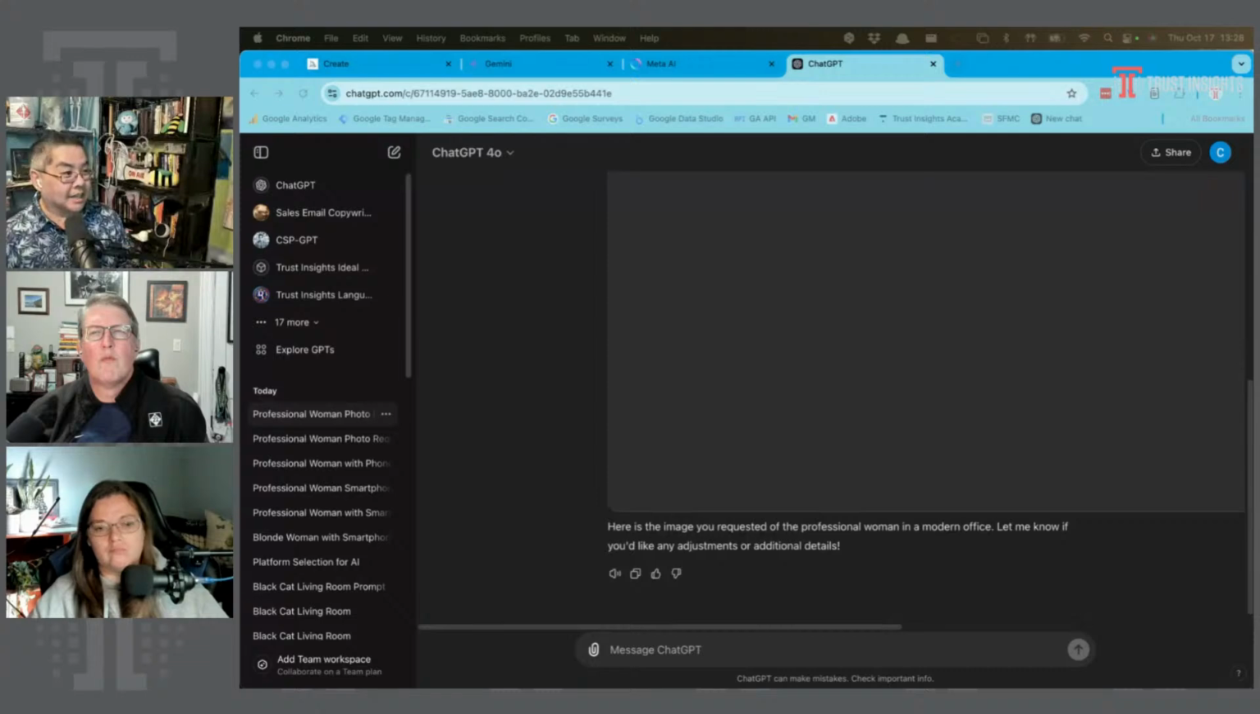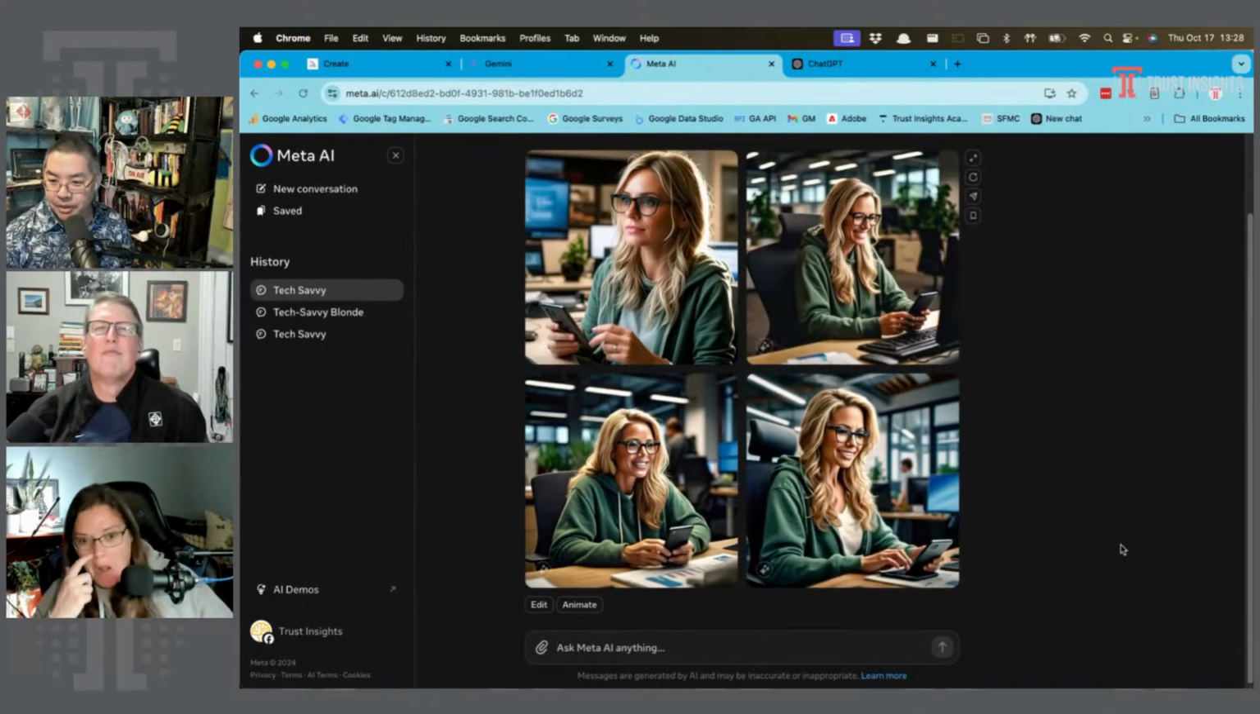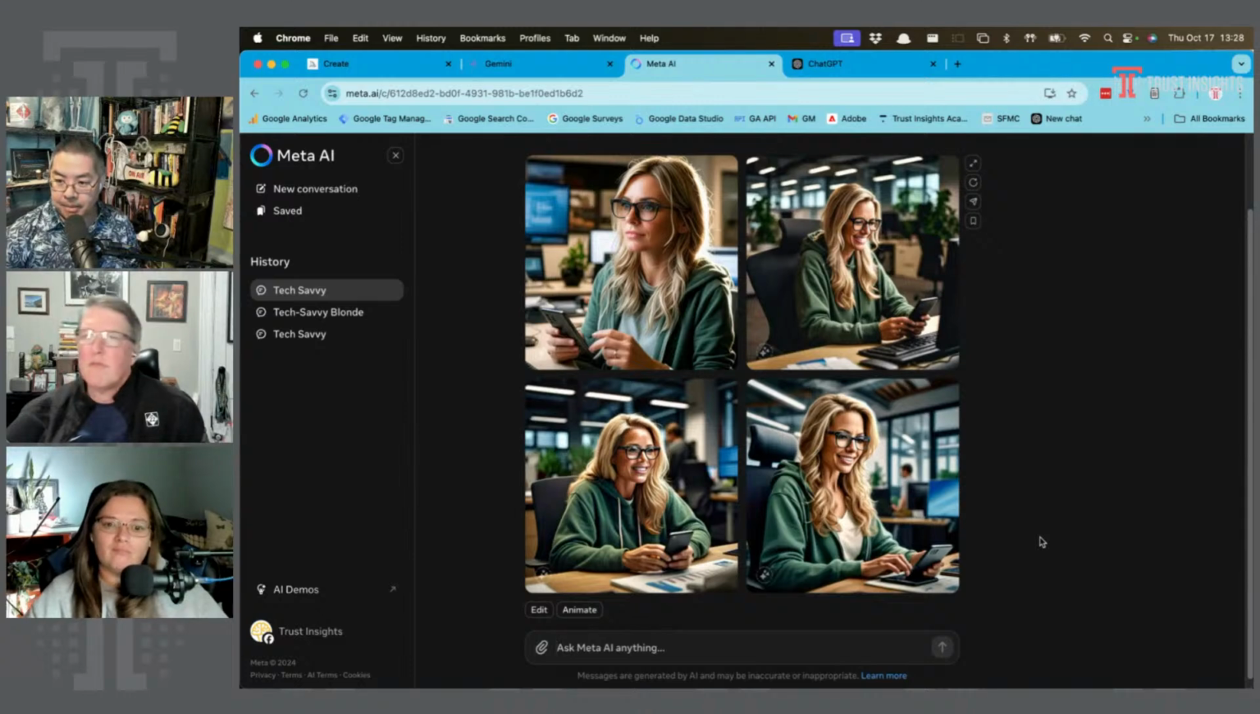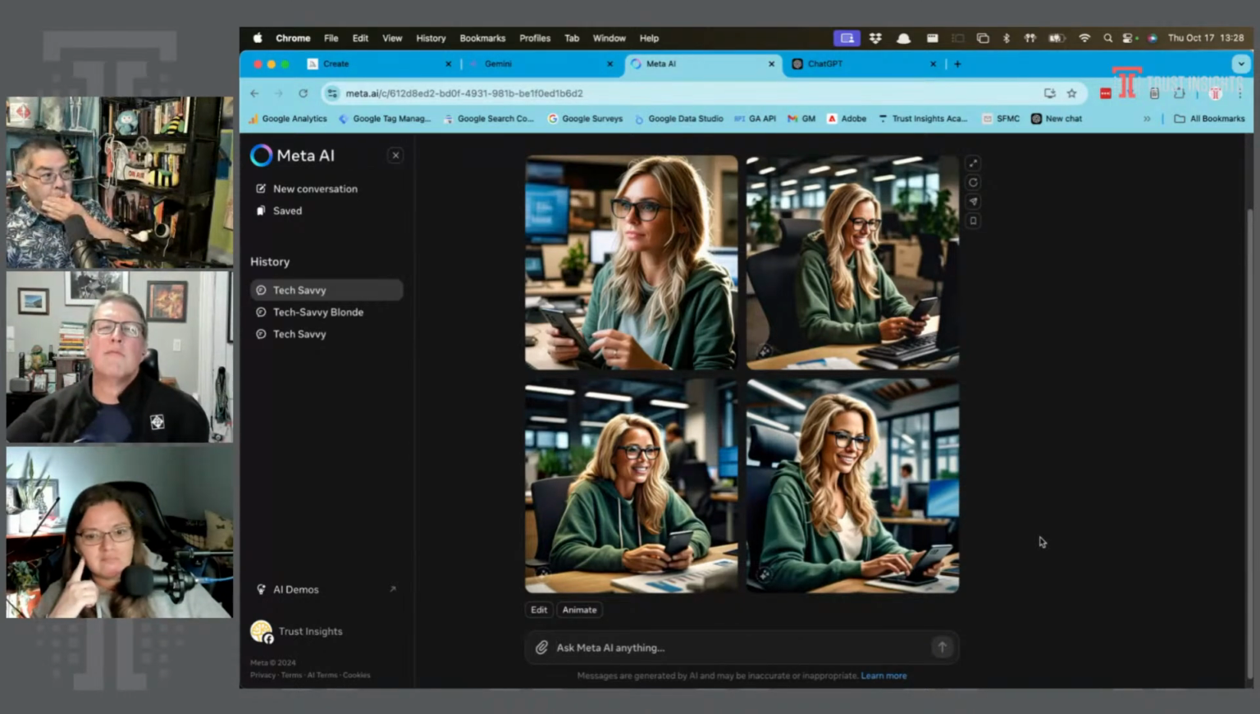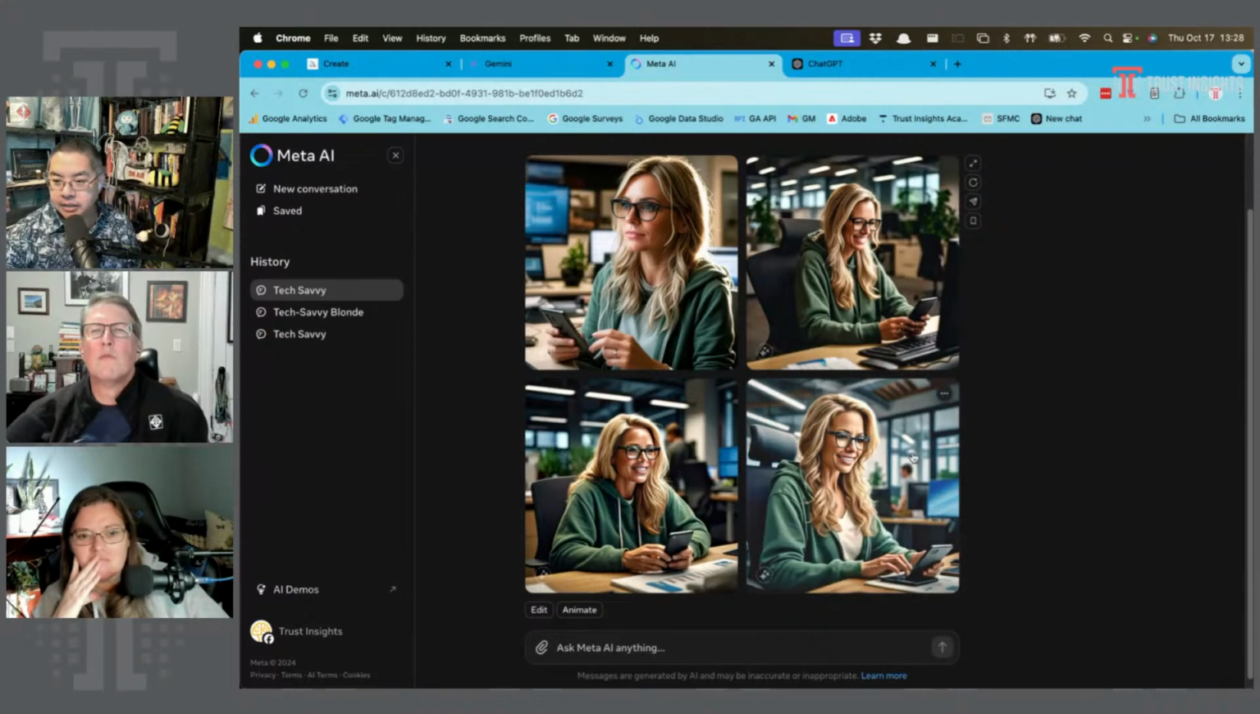The lights are still not on at OpenAI. Well, let's see what Meta came up with. So this is what Meta came up with for the revised prompt. Okay. It's better than the previous attempt. It's still not great, no.